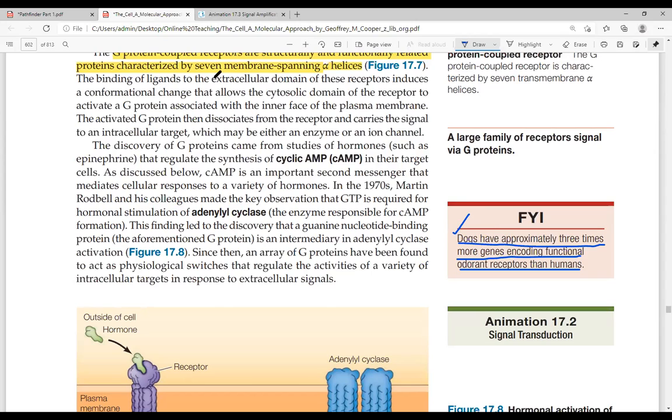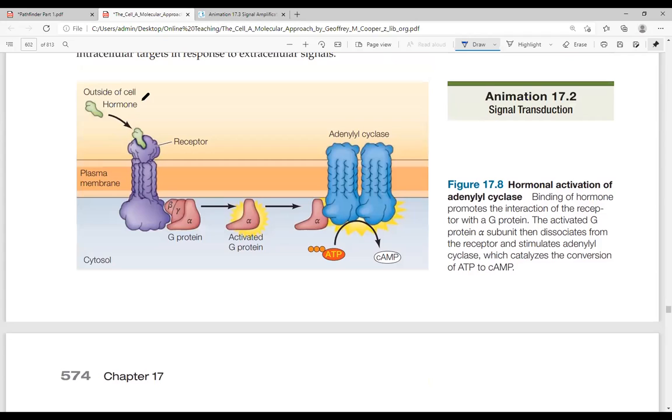The binding of a ligand to the extracellular domain of these receptors induces a conformational change that allows the cytosolic domain of the receptor to activate the G protein. So there is a conformational change that takes place in the cytosolic domain of these receptors. These are the cytosolic domains, and the cytosolic domain undergoes conformational change.